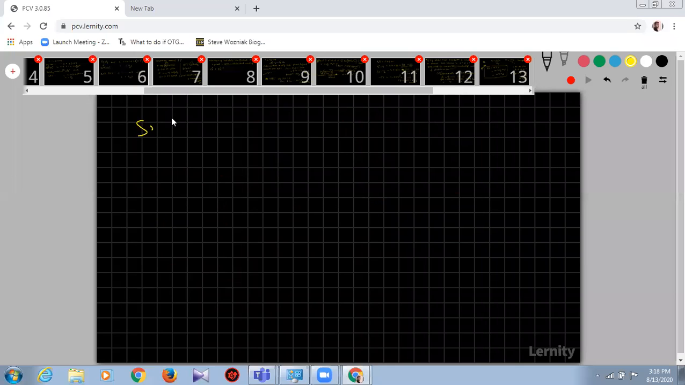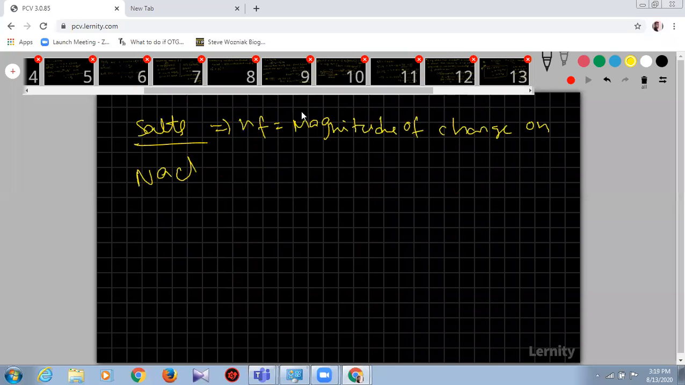Next, when we come to the salts: suppose one NaCl. What is the n factor here? For a salt, the n factor is equal to the total magnitude of charge on the cations or anions. Here in NaCl, we have Na plus and Cl minus. What is the magnitude? +1 and -1, so the magnitude is 1. That's why the n factor is 1.